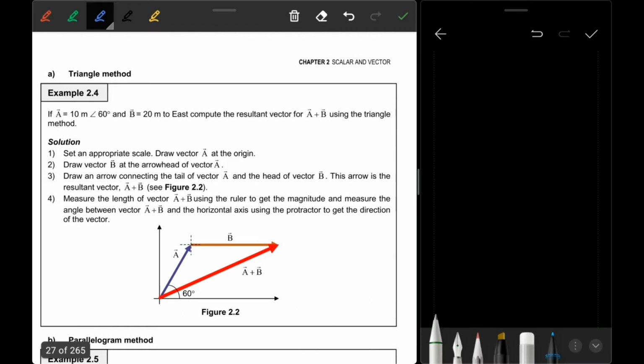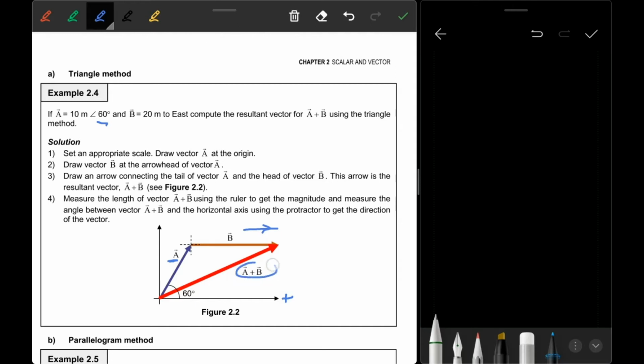So look at here. The first vector A is 10 meter with an angle of 60. You measure the angle starting from the x-axis and going counterclockwise. This is the position of vector A. Then vector B is 20 meter to the east, which means to the right, so you just draw vector B to the east. The resultant starts from the tail of the first vector until the head of vector B.